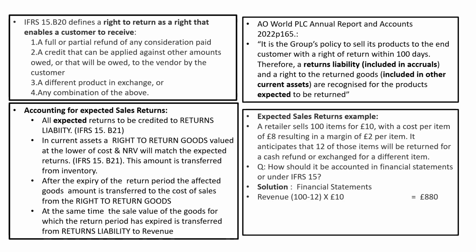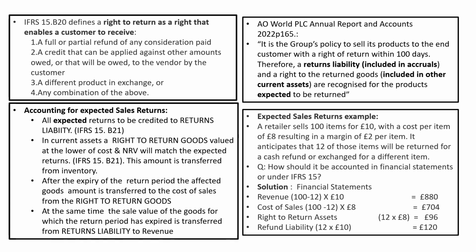If we look at the financial statements, in the revenue, we sold 100, there is an expected return of 12 units, so that gives us 88, and we multiply that by £10 per unit to give us 880. The cost of sales will be 88 times the cost of each of those units, which is £8, so it gives us 704. In the balance sheet, the right to return asset will be the 12 expected returns times 8, which is the lower of cost and NRV, to give us 96.